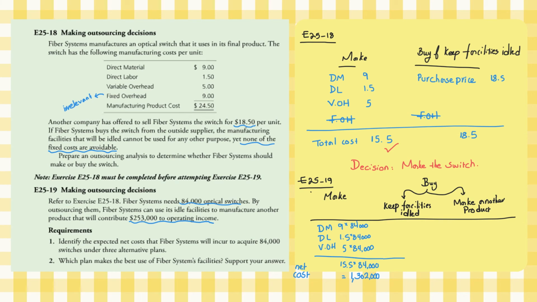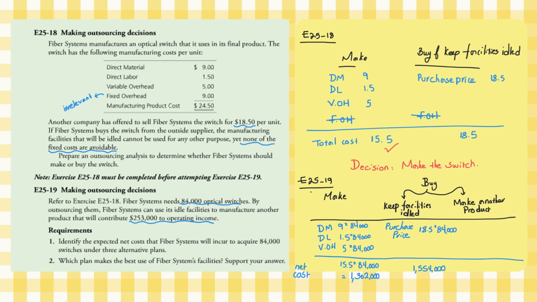Now if I buy and keep facilities idle, I'm gonna pay the purchase price and the fixed overhead, but again I'm gonna ignore the fixed overhead because I'm gonna pay it in three cases. So I'm gonna pay 18.5 per unit, so I need to multiply it with 84,000 switches. So it's gonna be 1,554,000.